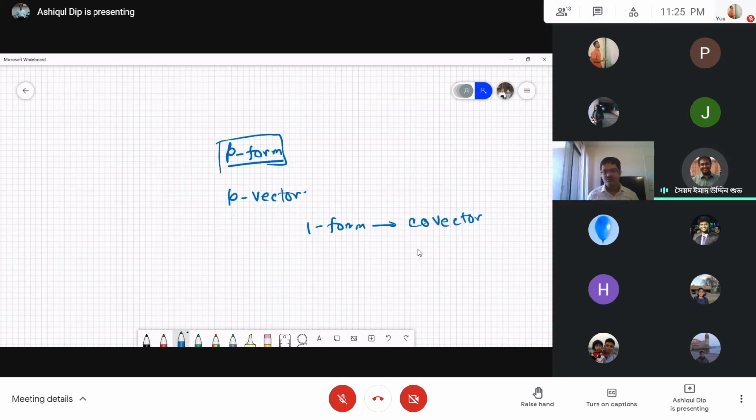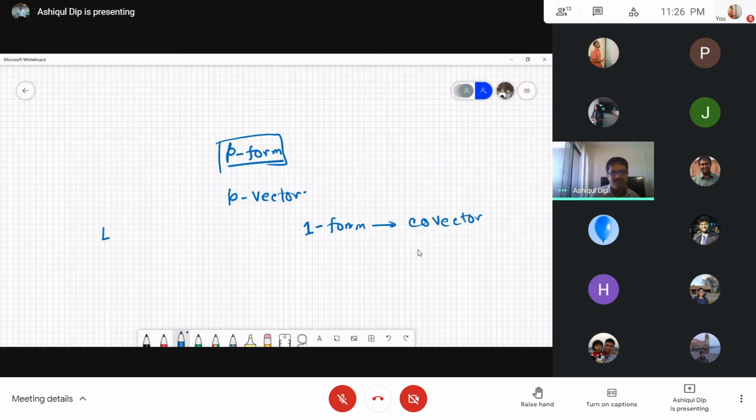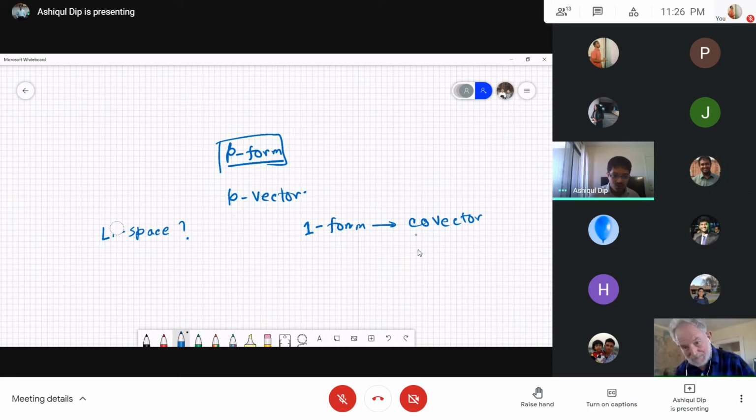Is there any similarity with LP space? Sorry, similarity between what? LP space. What is LP space? L2 space is Hilbert space and something like that. You're talking about L2. Is there any similarity between LP space and P forms?